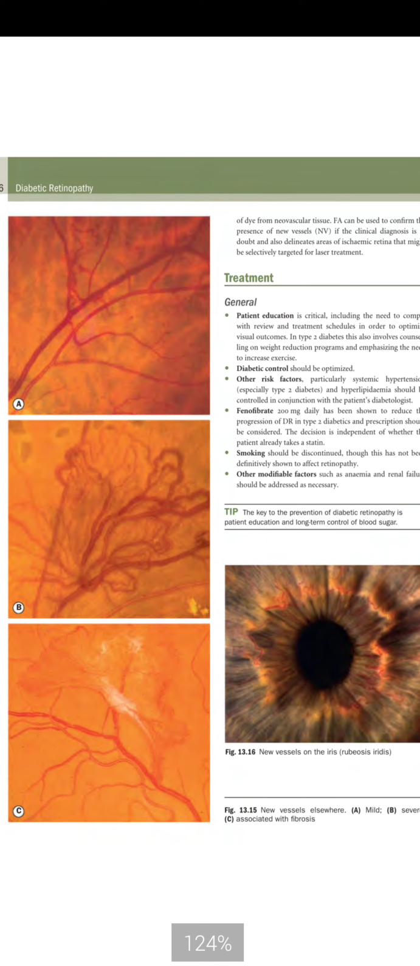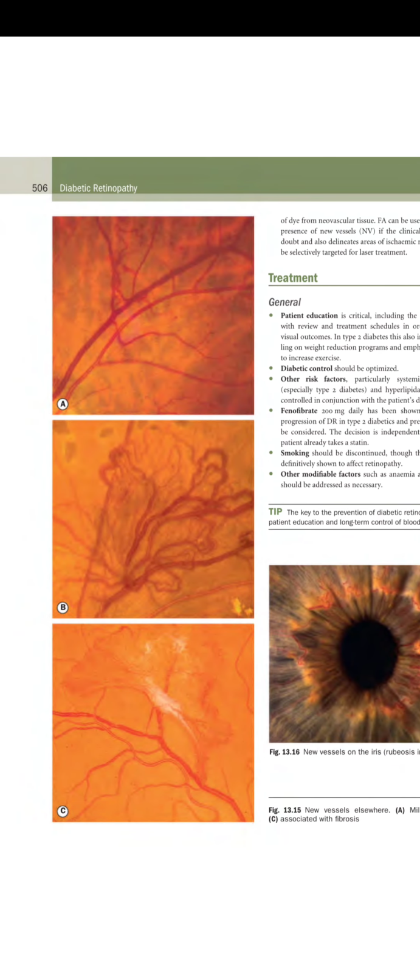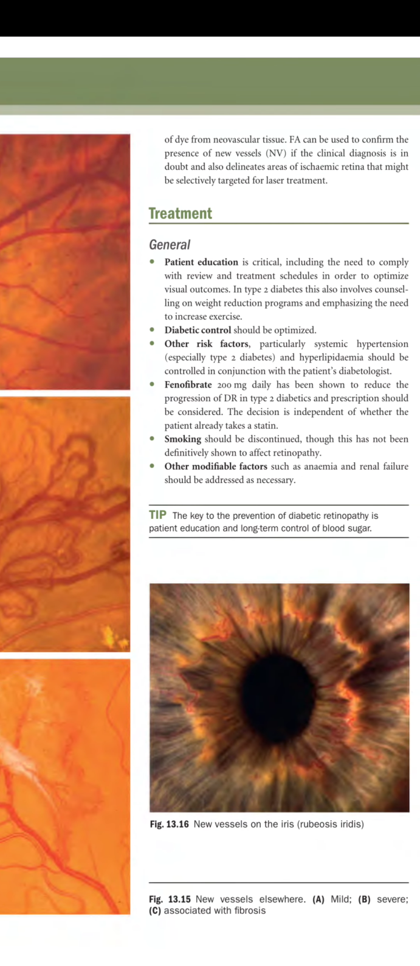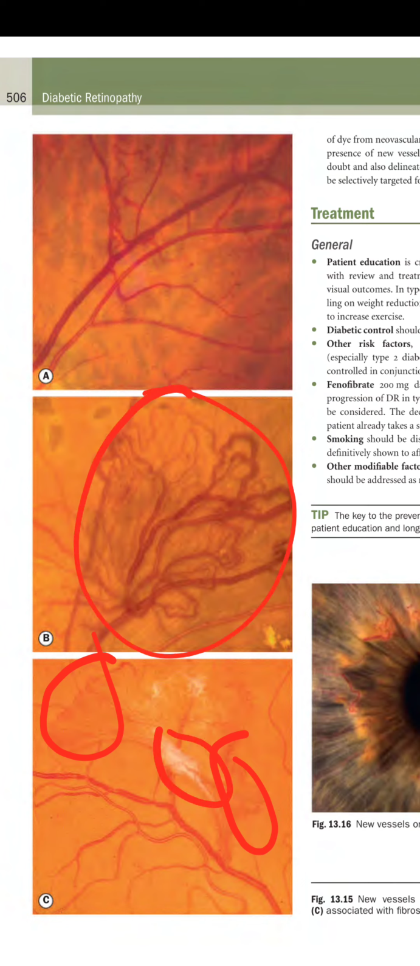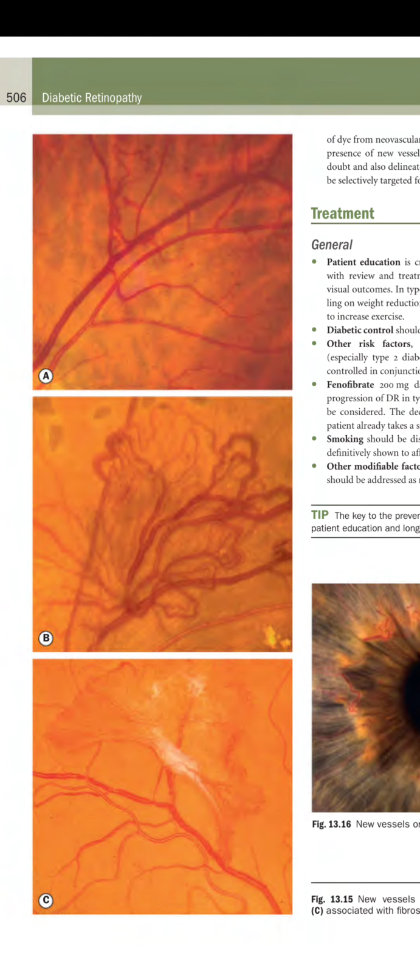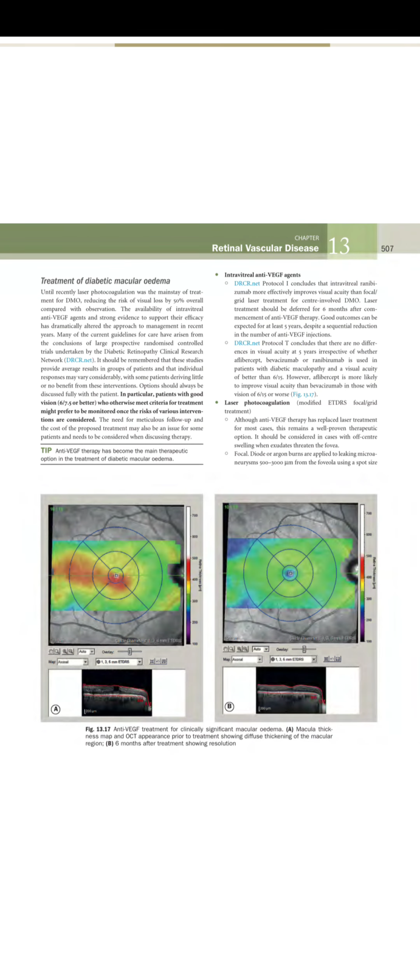Now these are new vessels elsewhere. A is showing mild new vessels, B is showing severe, and C is showing new vessels associated with fibrosis. So these are new vessels which are associated with fibrosis. This is severe new vessels, and these are new vessels here, and this is new vessels in the iris, rubeosis iridis.